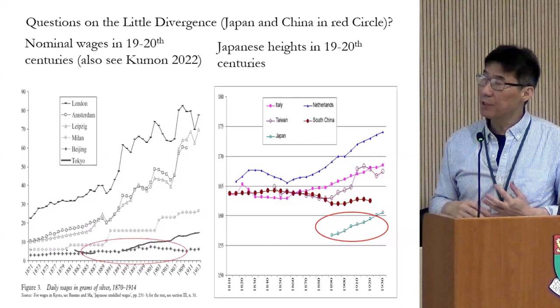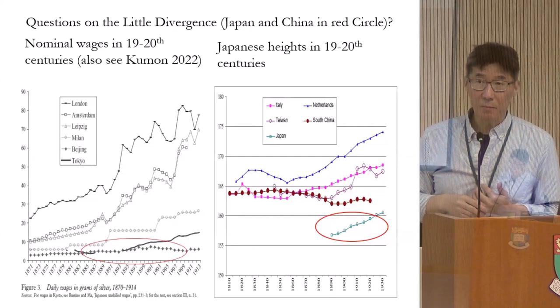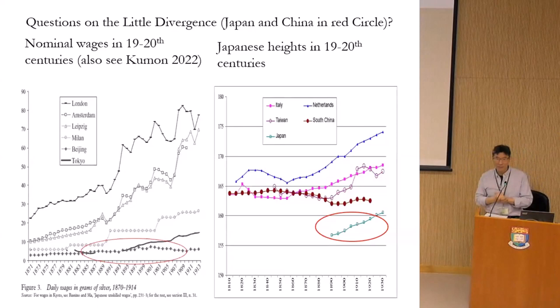Until the end of the 19th century, Japanese per capita income is about the same as China. It was only after that they began to overtake China. One of the most striking pieces of evidence, which surprised me even as someone who has lived in modern Japan: in the colonial period, Du presented a paper showing that Japanese were probably the shortest people in Asia in the mid-19th century.